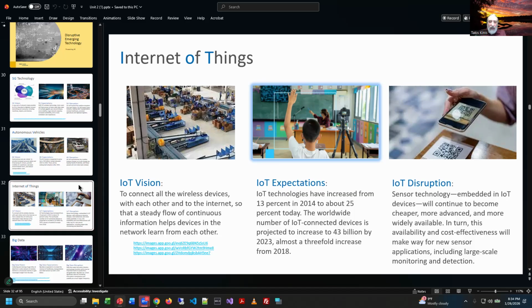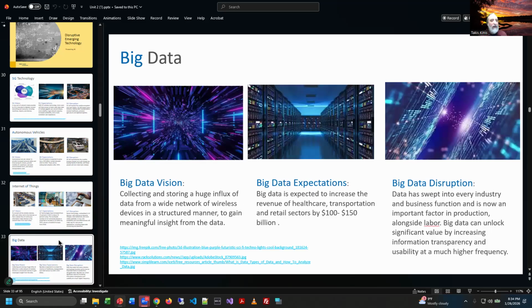And notice the numbers here, the number of IoT connected devices projected to increase to 43 billion by 2023. We're in 2026. I wonder what the number is now, right? The fact that we have sensors embedded into everything, and they show, for example, QR codes here, but how many of us use things like tap to pay? There's little chips in our credit cards now. You know what I mean? Crazy stuff, disruptive technology changing everything.